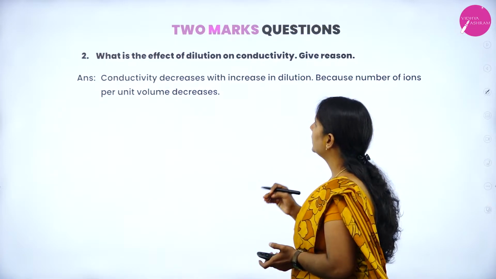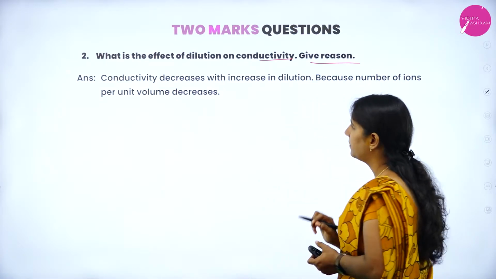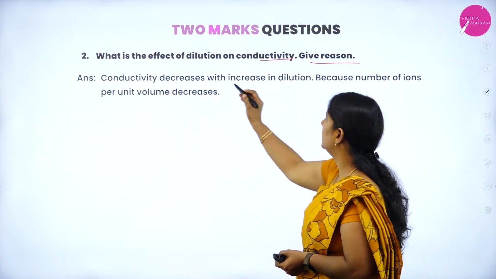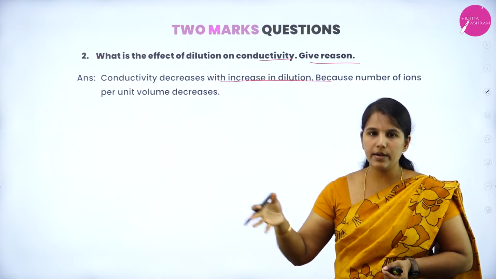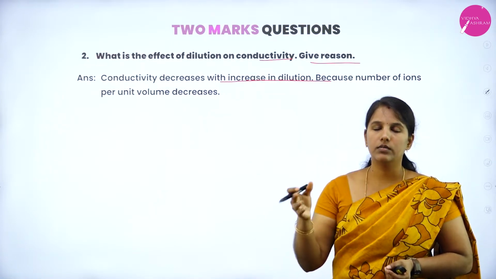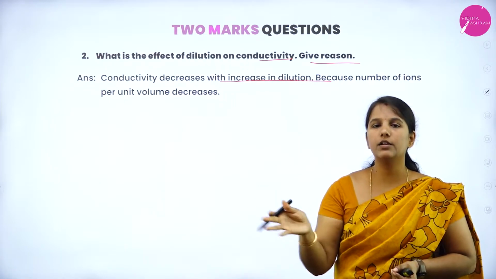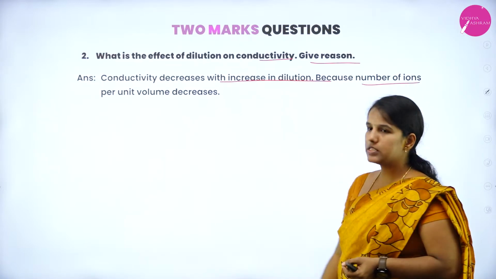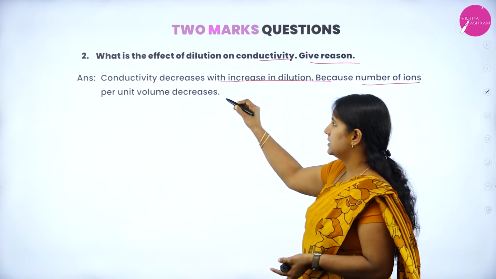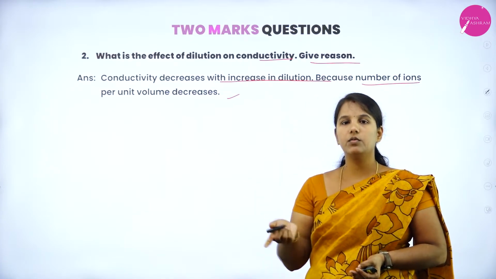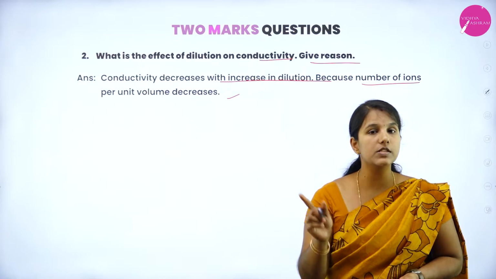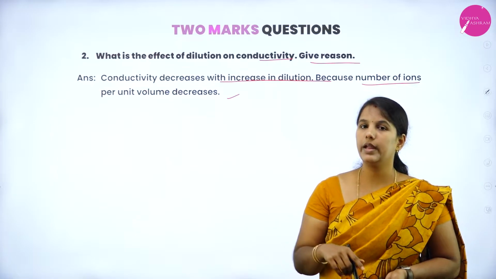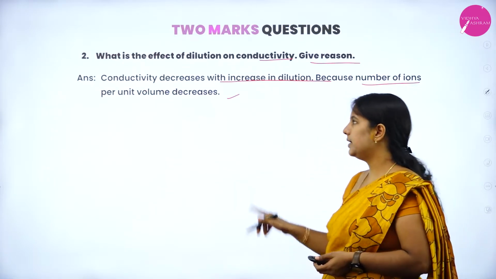Next, what is the effect of dilution on conductivity? Give an example. If you increase the dilution, what will happen? The conductivity will decrease with increasing dilution. If you take sodium chloride and dilute more and more, the conductivity will decrease because upon dilution, the number of ions per unit volume will decrease. If the number of ions per unit volume decreases, obviously the ions which are responsible for conducting the electrolysis will decrease. That is why conductivity will decrease.